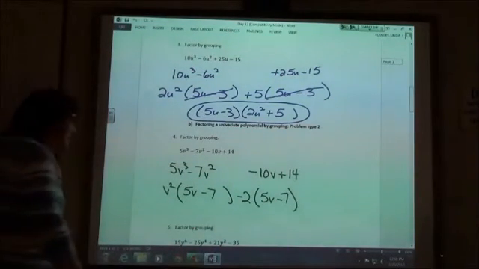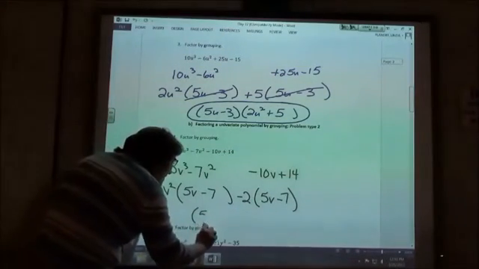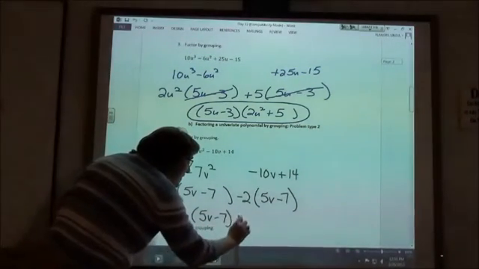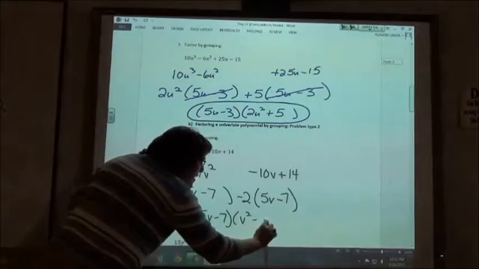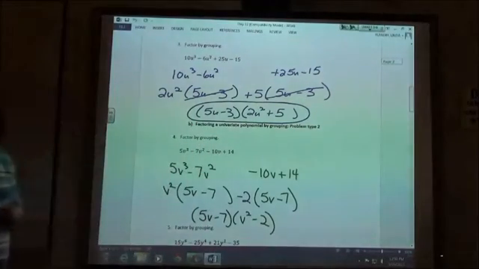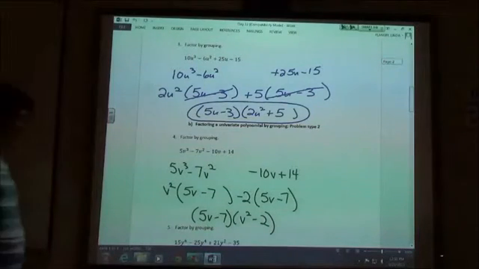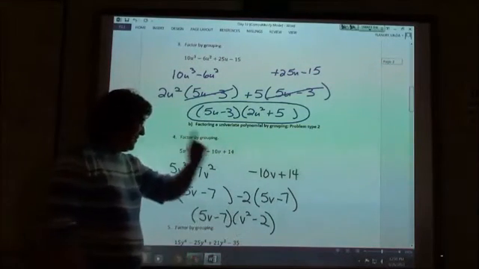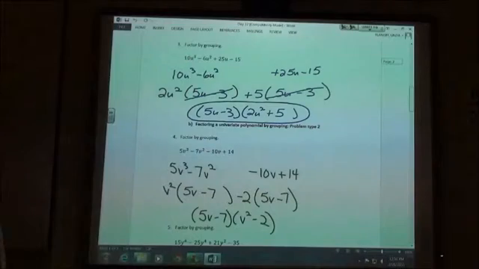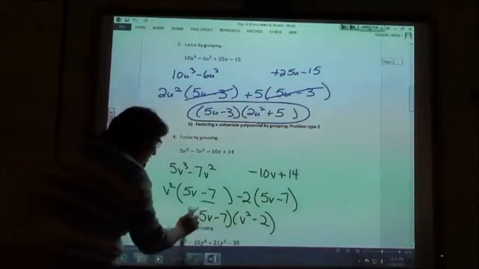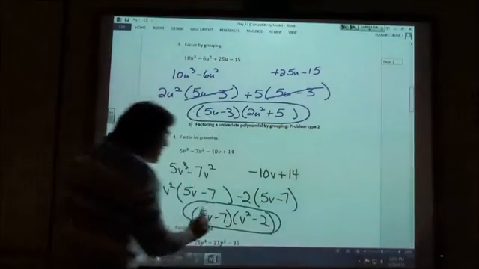So our answer on this one's going to be... you guys are just speaking up so quickly. What was that? 5v minus 7, v squared minus 2. So 5v minus 7 times v squared minus 2.